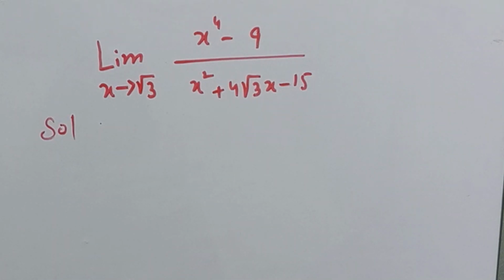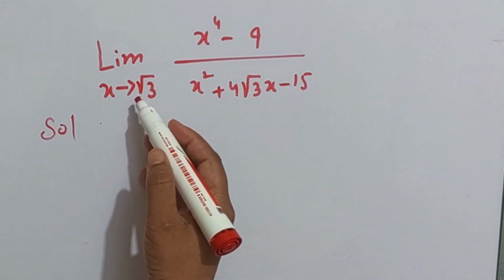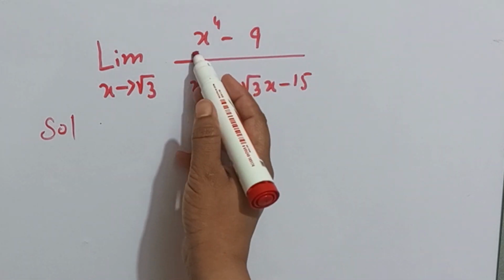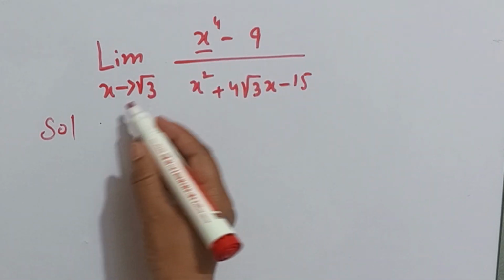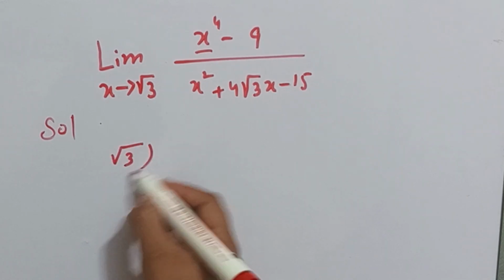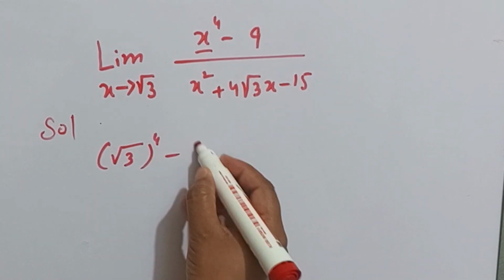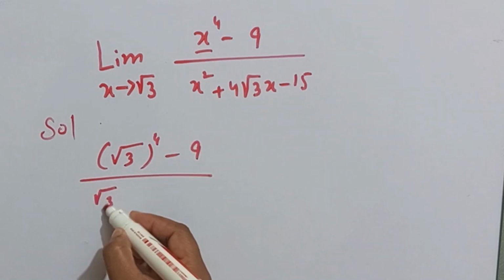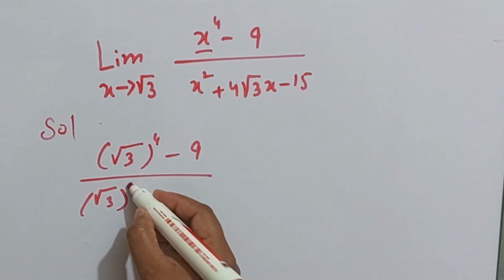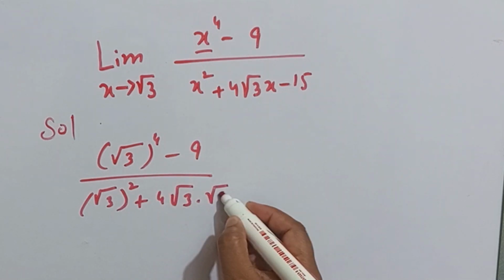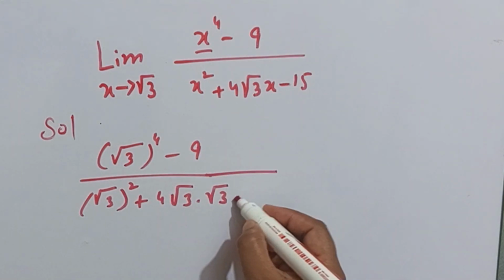First of all, we directly apply this limit, x approaches square root 3. Look at the first term, x raised to the power 4. Here we write square root 3 with power 4, minus 9, over square root 3 with power 2, plus 4 times square root 3, and the next term is minus 15.